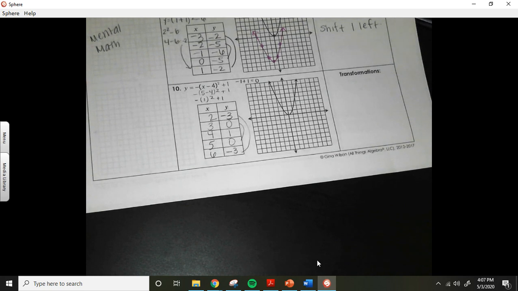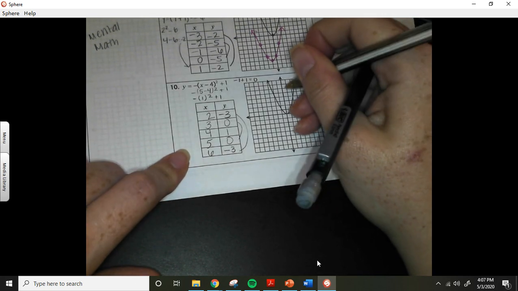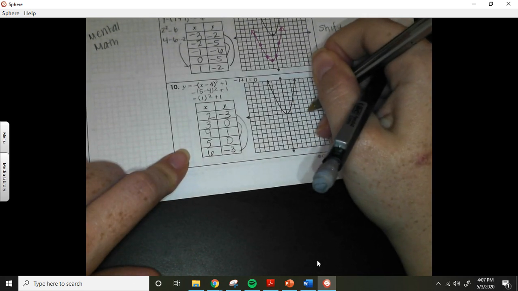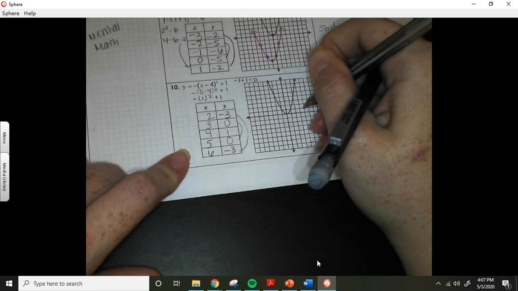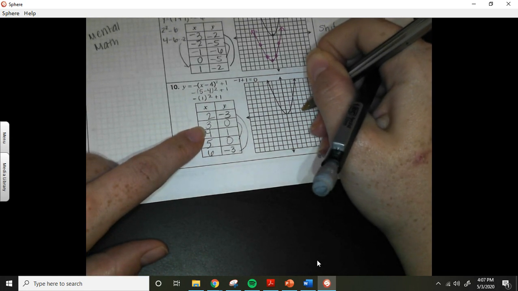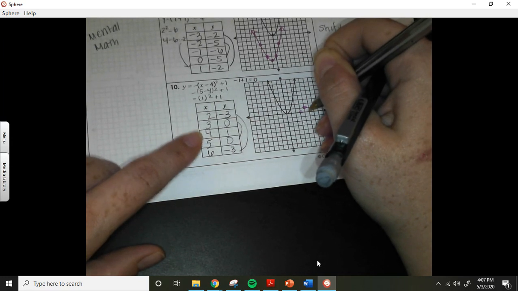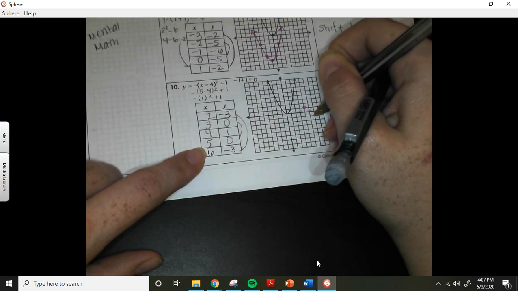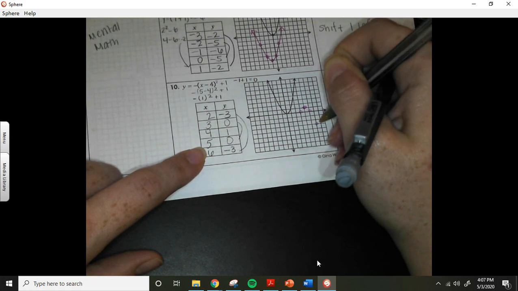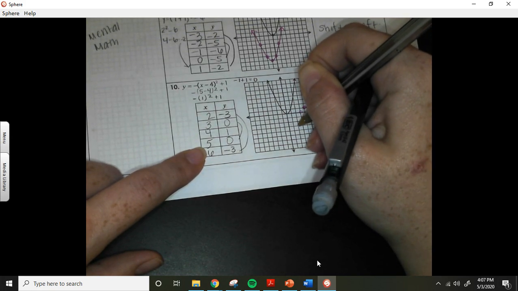Okay. 4, 1. 1, 2, 3, 4, 1. 3, 0. And 5, 0. And then 6, negative 3. That means that this one is also negative 3.